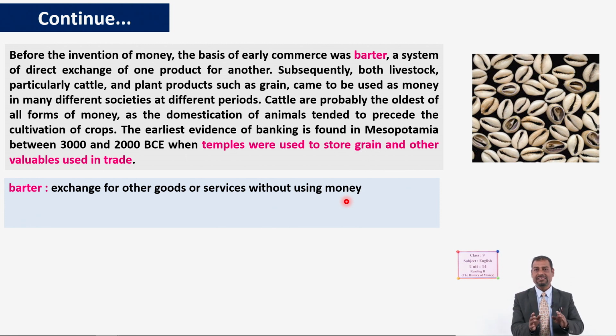So in the past, people used to follow this system, barter system. You gave me something, I would give you another thing. This is how we fulfilled our necessity. Is that clear to you?